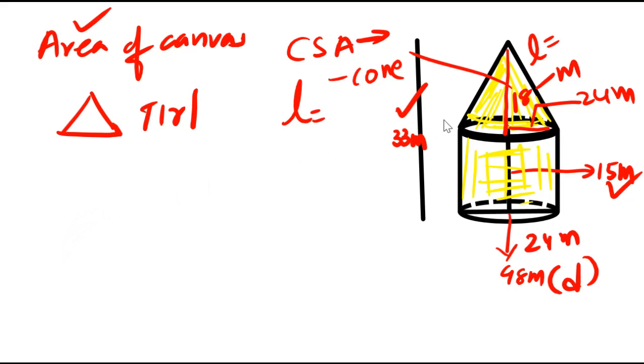Correct? So this much is done. Then the curved surface area of the cylindrical part. We know that the formula is 2 pi R H. R is 24 meter, H is given as 15 meter, you will substitute that.